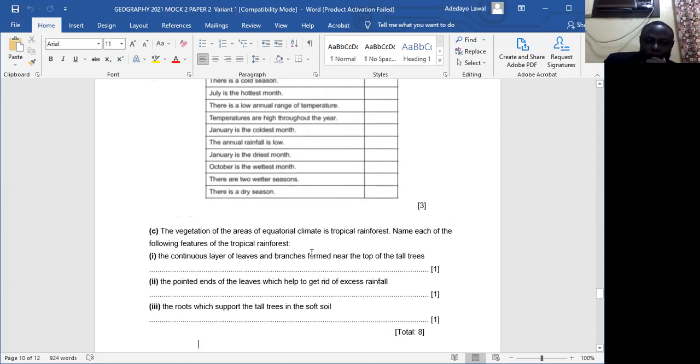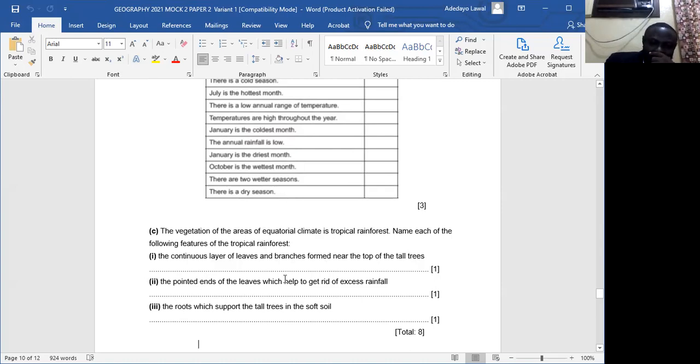The vegetation. So you are asked to name each. The continuous layer of leaves and branches formed near the top of tall trees. That's canopy. Near the top, not the tall tree. The tall trees are emergent, so near them is canopy.